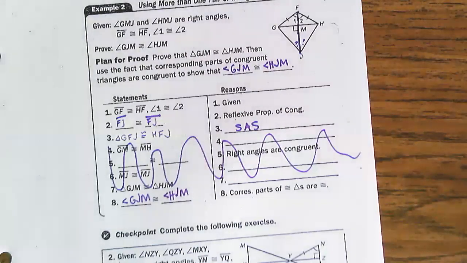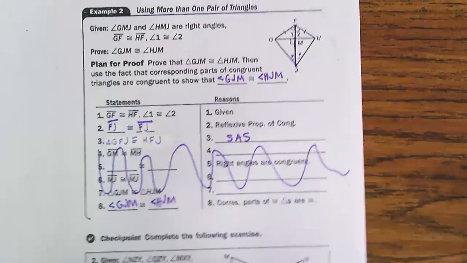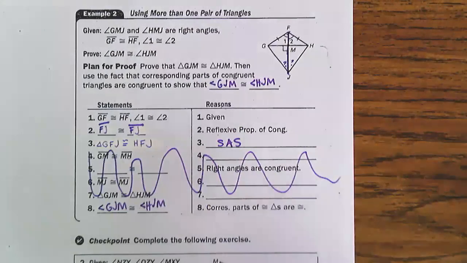All right, let's look at the next proof. Okay, if you can't read my handwriting, please let me know. It's probably because it's poor. Okay, let's complete the following, oh boy, proof. Okay, let's mark everything that's given.